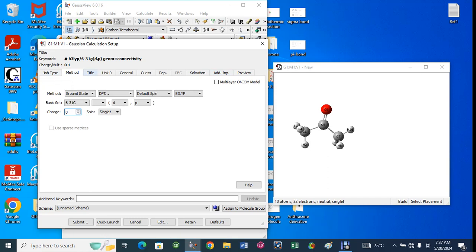All right, then we can come on to the title. I believe everything under the methodology is very clear. We have the charge, we leave this as 0, and then we leave the spin as a singlet state. We don't want it to be a triplet, so we want the spin to be a singlet state.